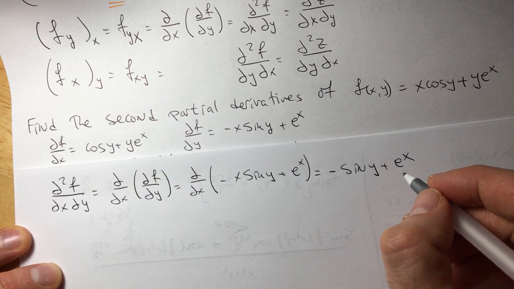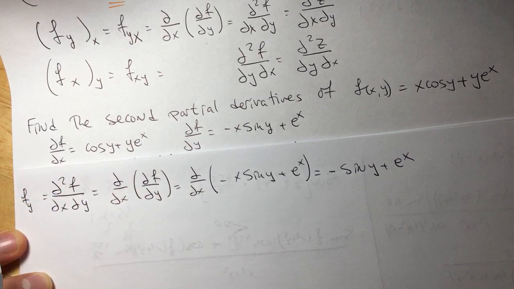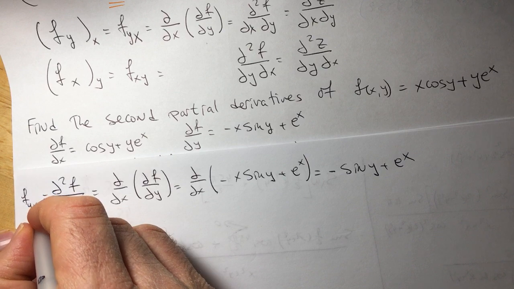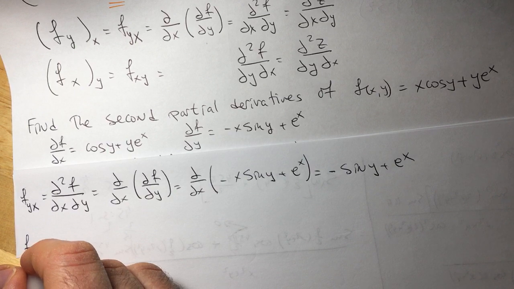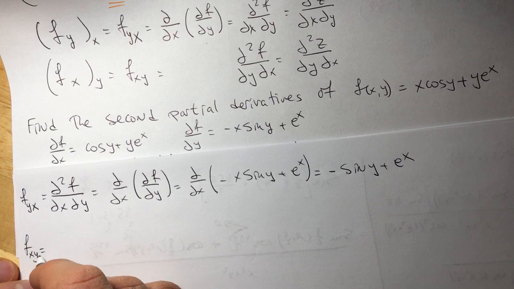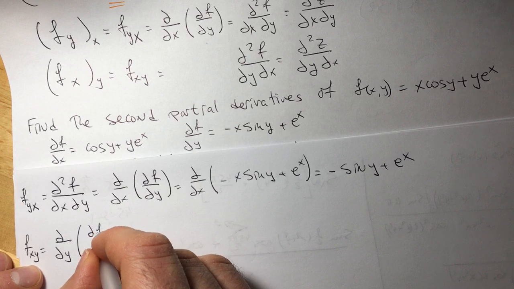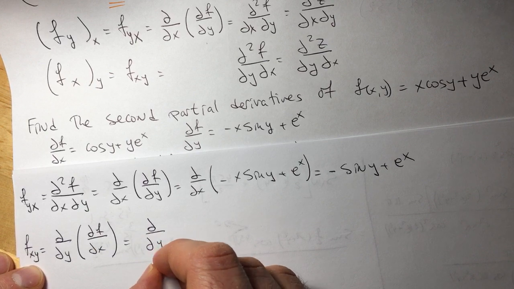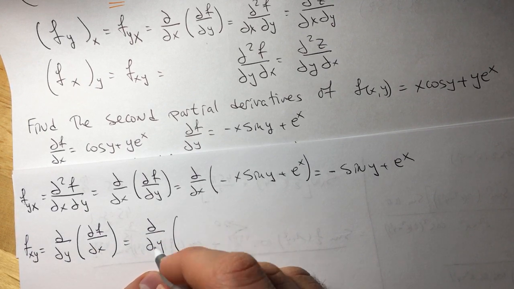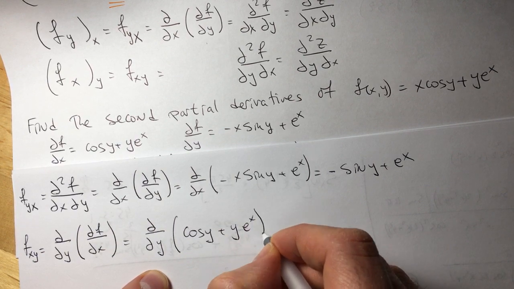So first I differentiated with respect to y, and then I found the derivative with respect to x of the derivative with respect to y. If I find the mixed derivative fxy, that means I'm looking for the partial derivative with respect to y of the partial derivative with respect to x, partial f partial x. That is right here, cosine of y plus y e to the power of x.